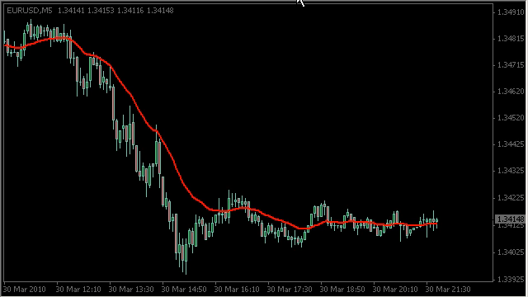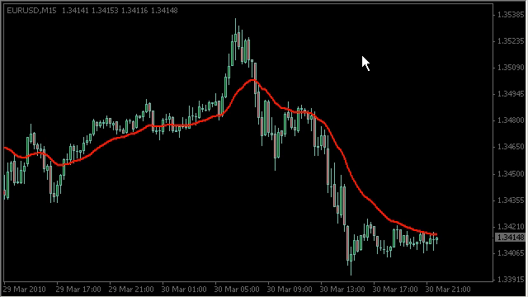Now, looking at this, if we're trading the 5 minute, we'd be standing aside all this time here. We'd be waiting for another opportunity like this. On the M15, we're standing aside. It's flat here. There's no reason to trade. Okay?